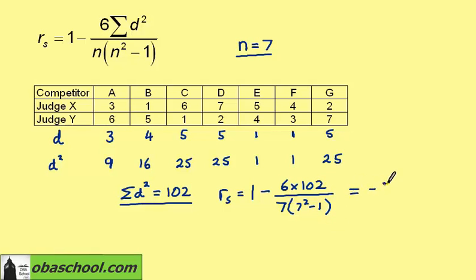Calculating this, we get minus 23 over 28, or as a decimal, minus 0.821. The fact this is negative tells us that the judges disagree, and the fact it's beyond 0.7, we have minus 0.8, indicates that they strongly disagree.